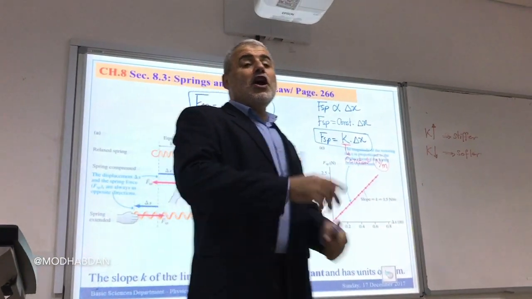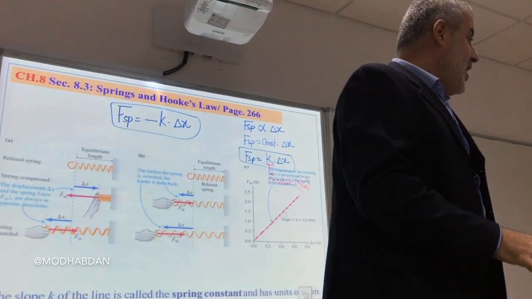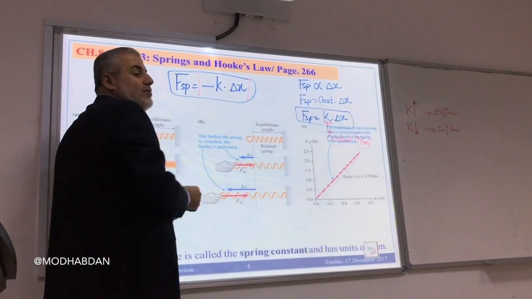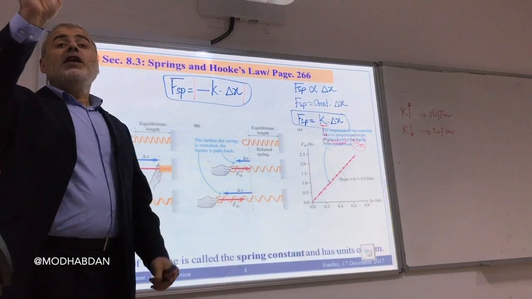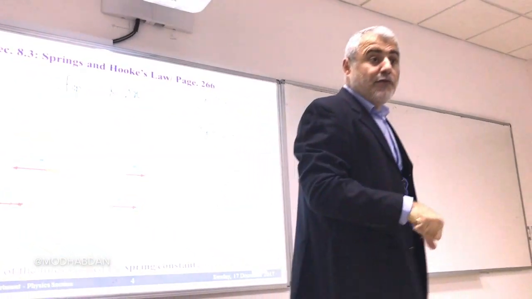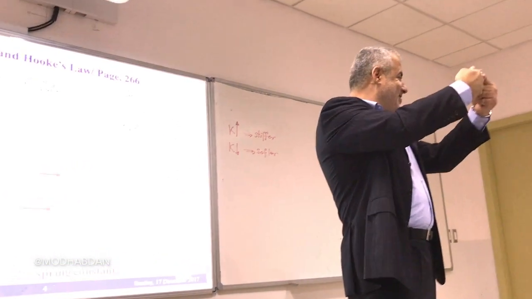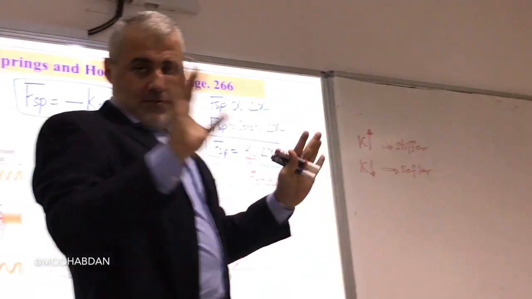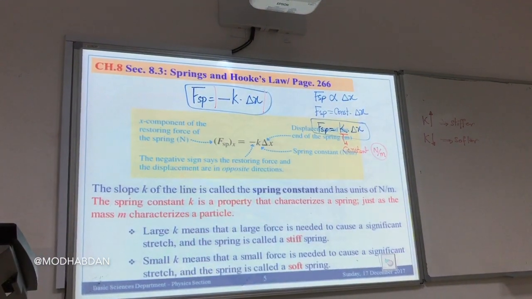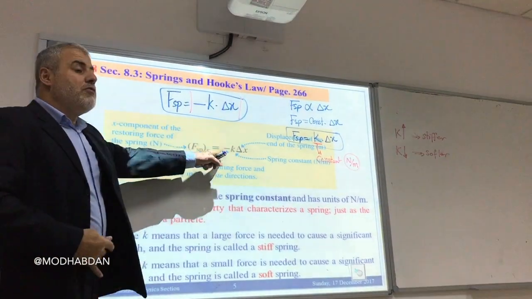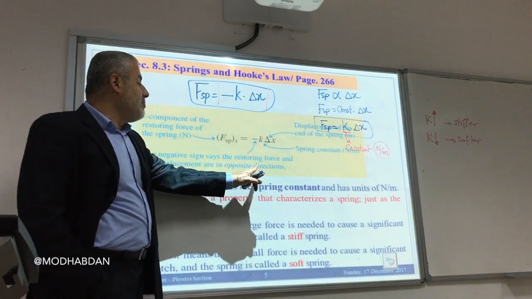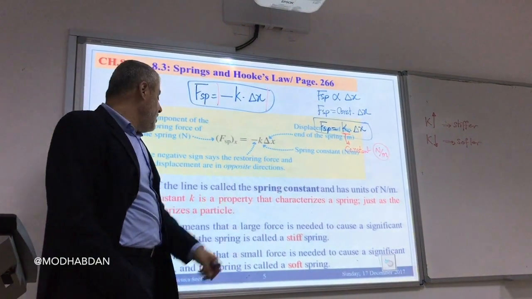But by the way, Shabab, we're not actually using this in problems. In problems, you can consider the absolute value of it. This negative sign only shows that the displacement and the restoring force are always opposite. Only to show that. Okay? Let me show you now. We have this one, Shabab, here, according to that. You see the same question. I will read this for you. The negative sign says that restoring force and displacement are in opposite directions.